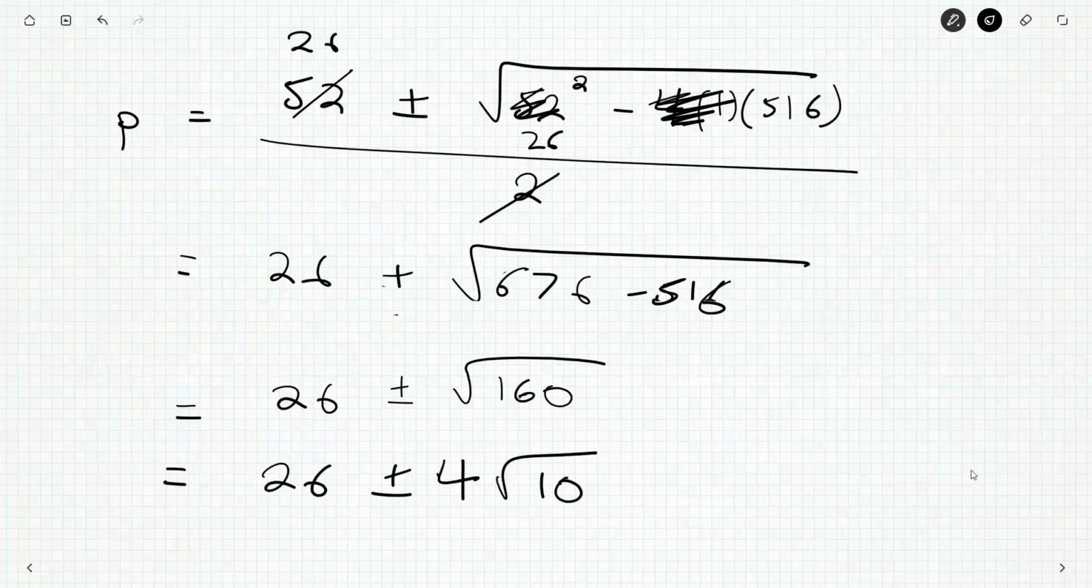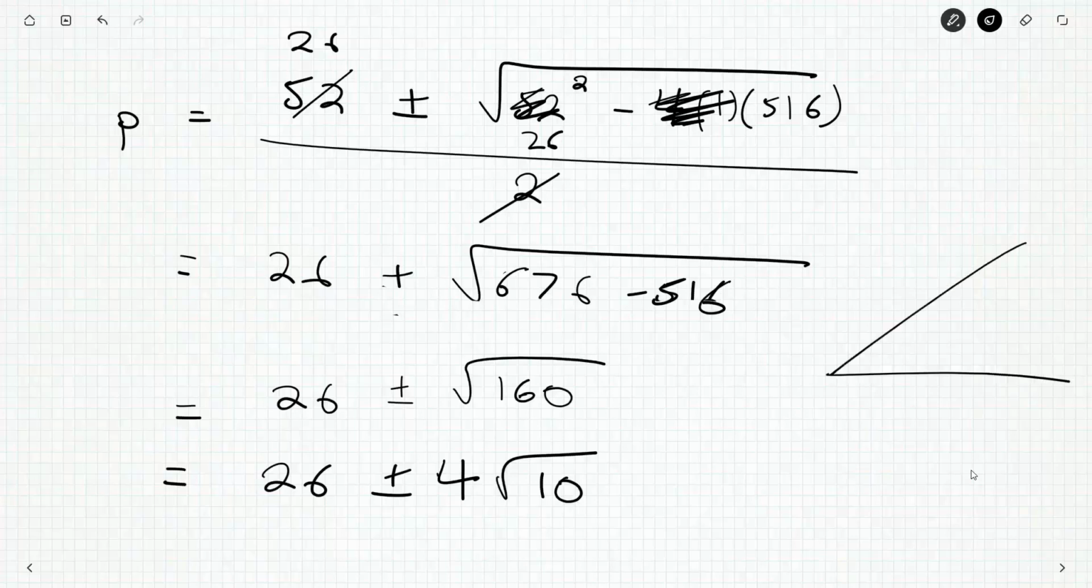And root 10 is about 3 something or other. But one of these values shouldn't work, and I'm just a little confused as to which. 26 minus 4 root 10. Surely, I would think the smaller one is what we want to go for. Let's see. What would the bigger one be? Because we know, for example, that we have 10, 14, and 16. We know 40 is a possible parameter. Maybe we can go smaller than that.